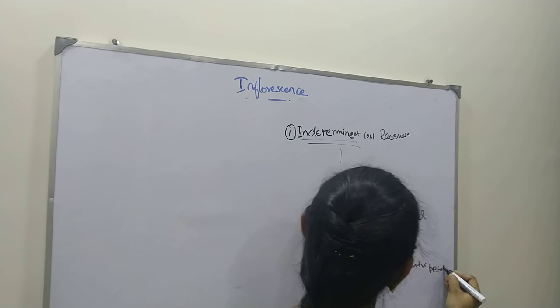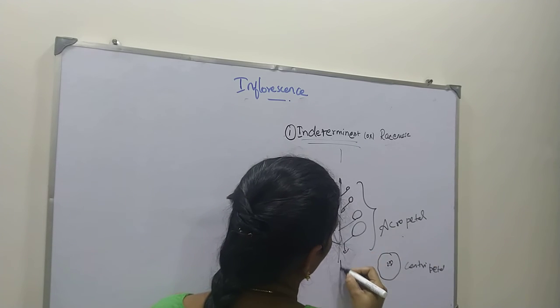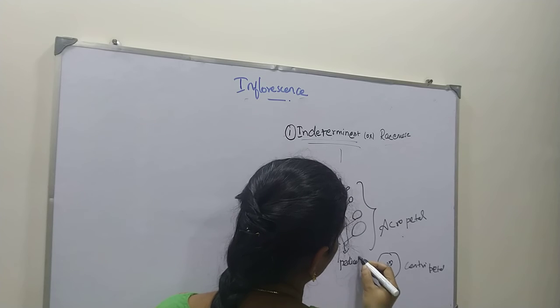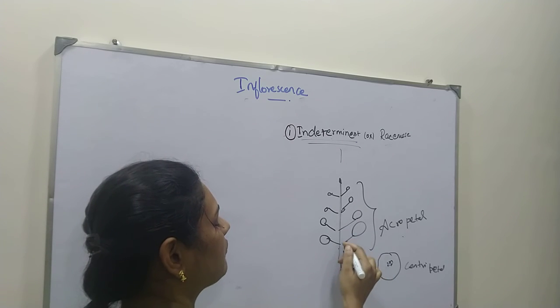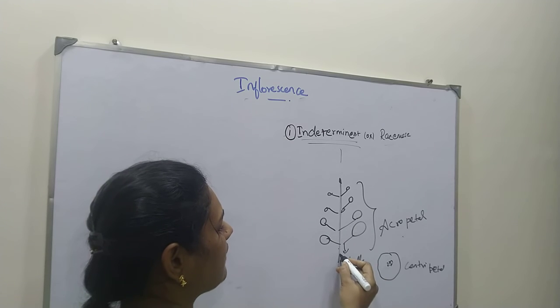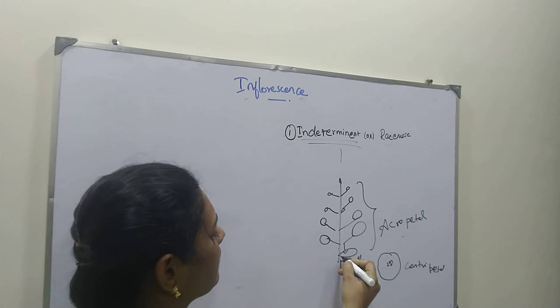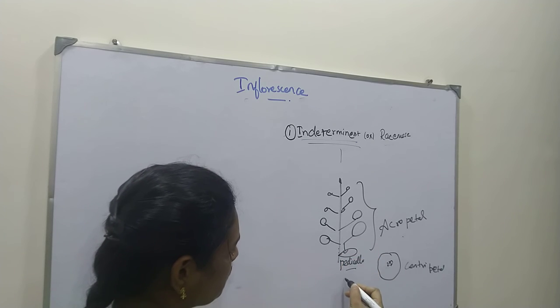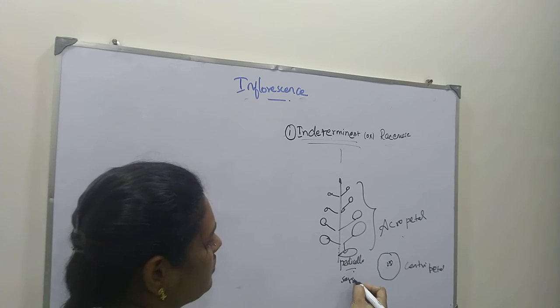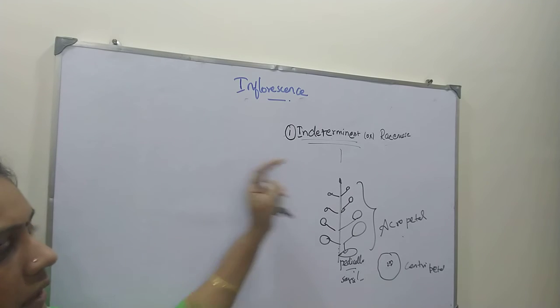It also has pedicellate flowers. A flower connected with the stem with the help of a branch is called pedicellate. A flower which is not connected with a branch, and is directly attached to the stem, is called sessile. So these are all the things you should know about the racemose.